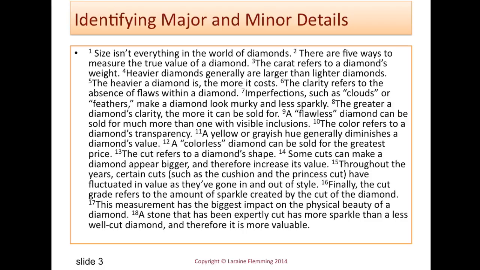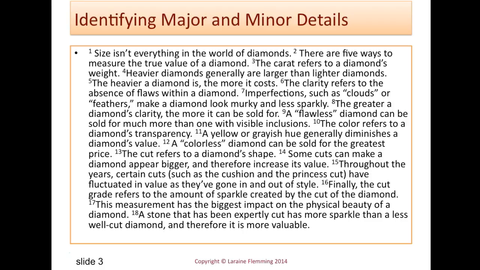Sentence 6, the clarity refers to the absence of flaws within a diamond. There's our second major detail. Imperfections such as clouds and feathers make a diamond look murky and less sparkly. Again, a minor detail. The greater the diamond's clarity, the more it can be sold for. And that's a second minor detail to support the information that we're getting on clarity. A flawless diamond can be sold for much more than one with visible inclusions.